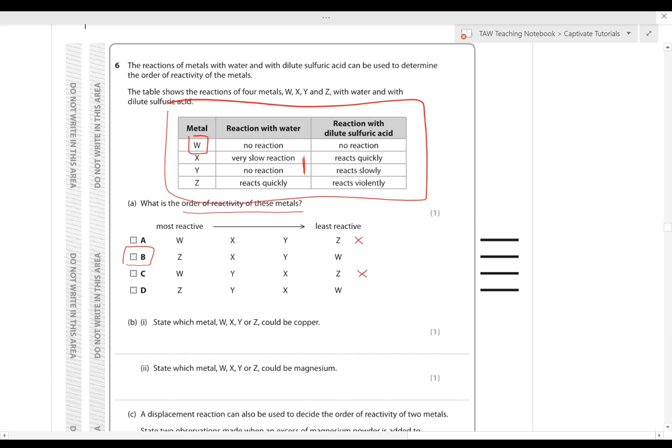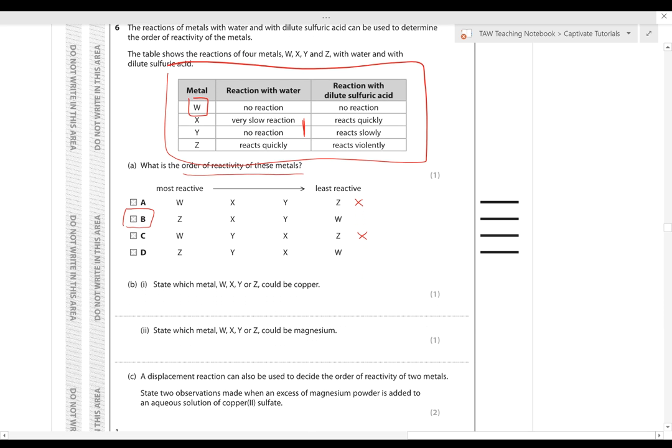Which metal could be copper? This requires some knowledge about the reactivity of copper. What we should know is that copper doesn't react with either water or sulfuric acid. So the correct answer is W.